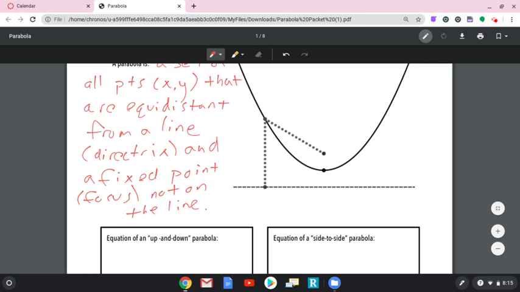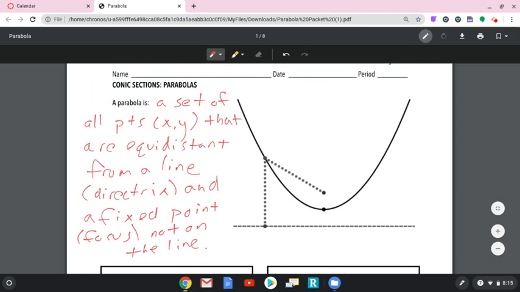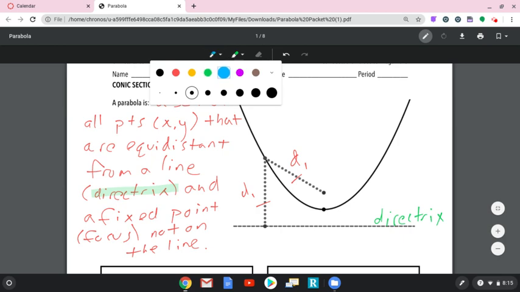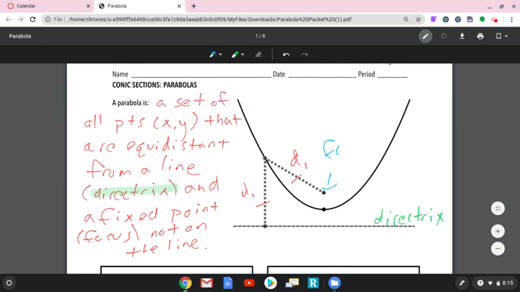All right, guys. If you take a look at this, this is an example of a parabola. That means that every single point on that parabola will be equidistant. If this is D1, this would also be D1. These would be equal distances. The line down here would be my directrix, and the focus point will be inside your parabola. So if I look here, this would be my focus point, when I take a look at my diagram.